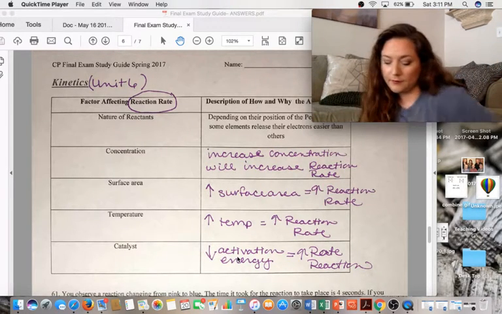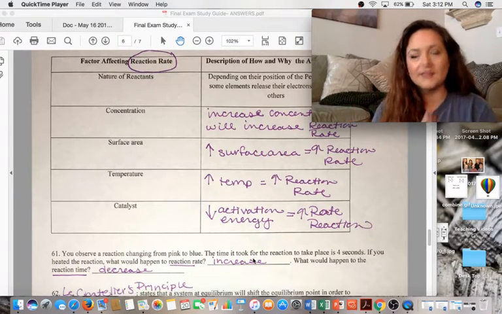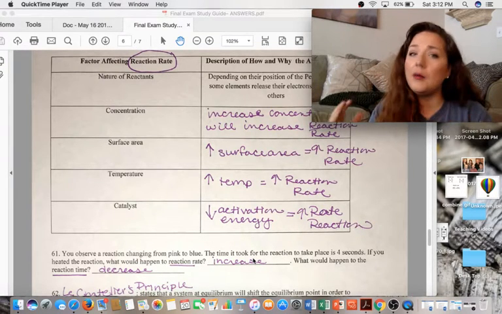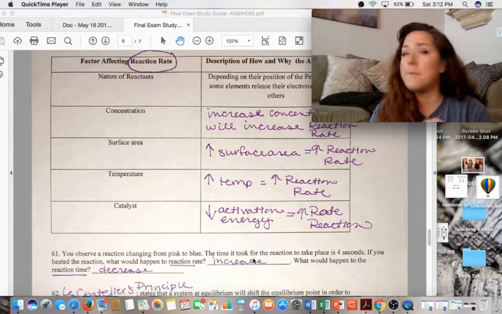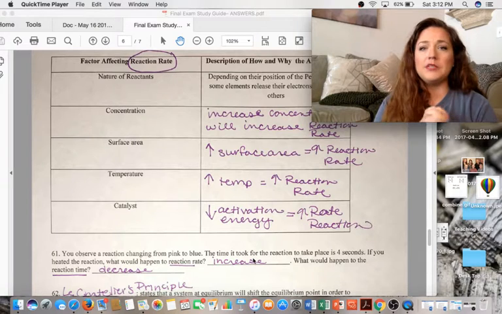All right. Now, a catalyst. A catalyst is there to help the reaction occur. It does not become a part of the reaction. It does not bond with anything. It is just there to help speed it up.